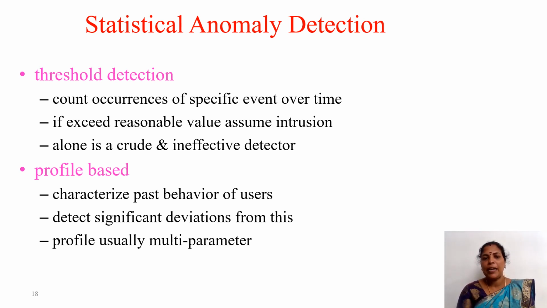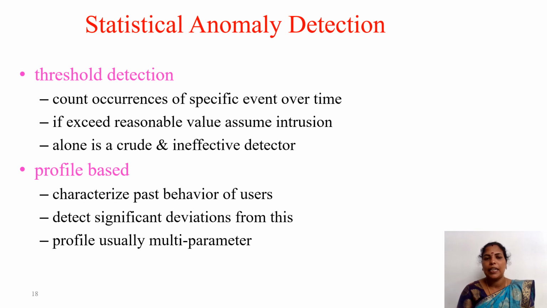Next is the profile based detection, that is, we are characterizing based on the past behavior of users. Say for example, we are using only the normal traffic alone and constructing a model. If any new record coming in goes beyond that, meaning it deviates from that, we call it an attack, and within it, we call it normal.